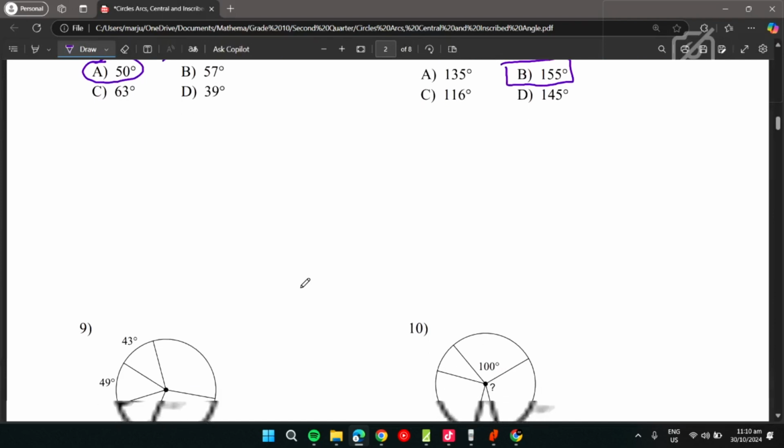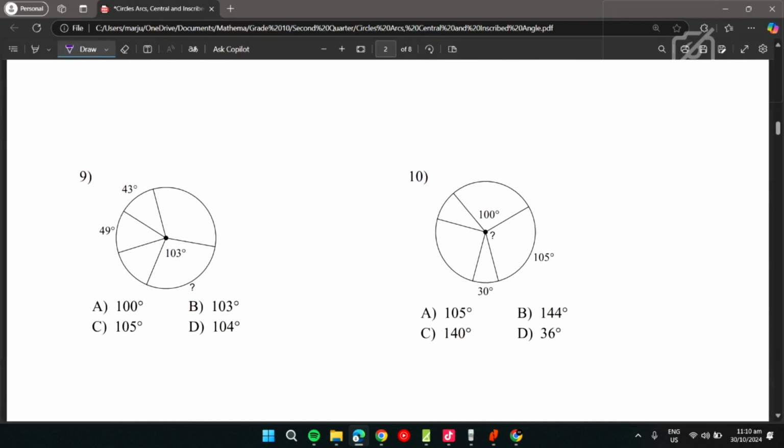Let's do number 9 and 10. What is the measurement of this arc in terms of angle? This one. What is the measurement of that in terms of the angle? B again. Alright? Because again, this and this are congruent. So, that's 103. That should be 103 as well. Alright? Number 10.